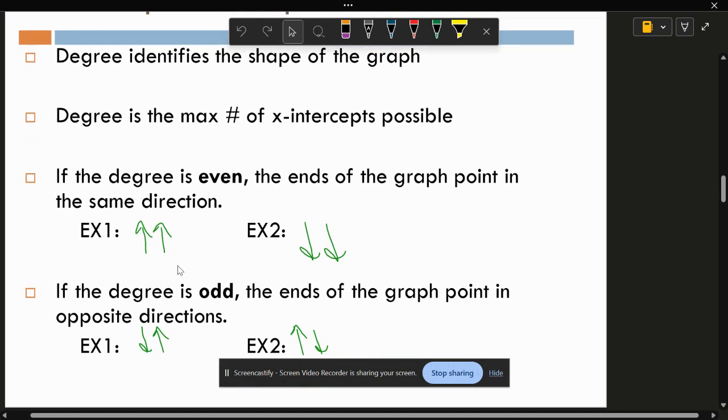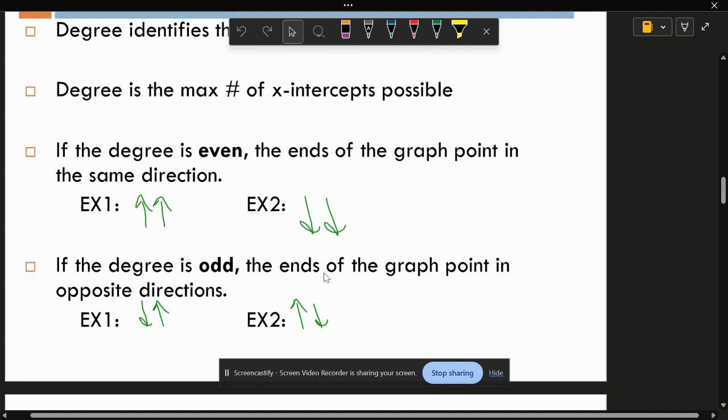So for example, if it's x squared, x to the fourth, or x to the sixth, generally speaking, it'll go up, up. If the highest degree term has a negative out front, like negative x squared, negative x to the fourth, and so forth, then our graph will go down, down.